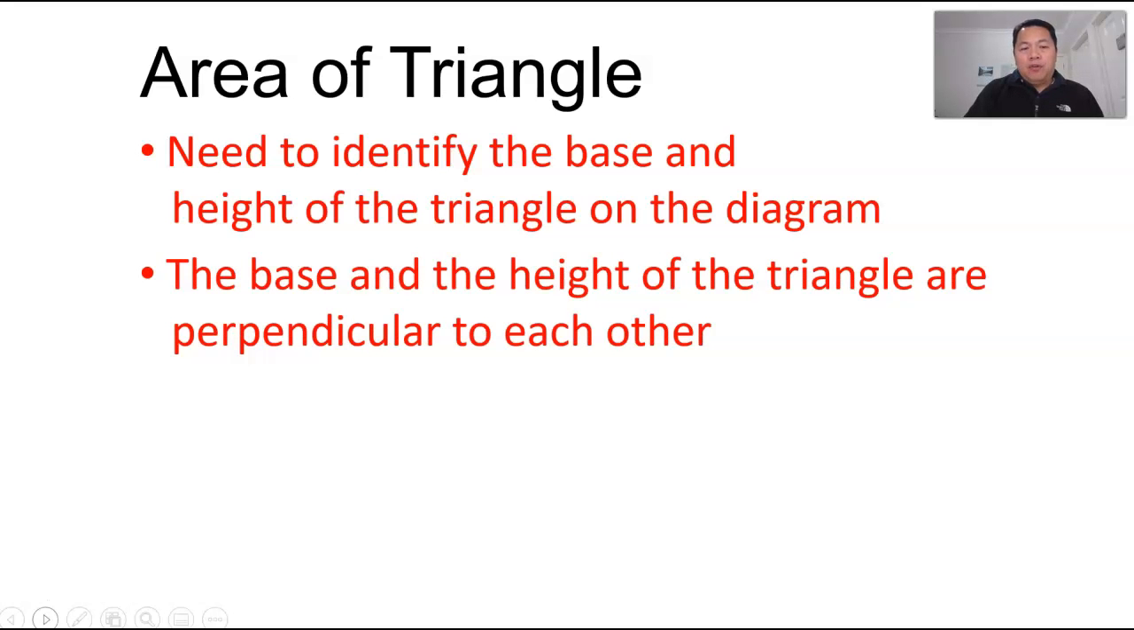Things to look out for is the base and the height of the triangle are always perpendicular to each other. So at times we may be giving you questions with many different pieces of information on the triangle. Ultimately you must be able to find the base and the height of the triangle using this property. They are always perpendicular to each other, meaning they are always 90 degrees against each other.